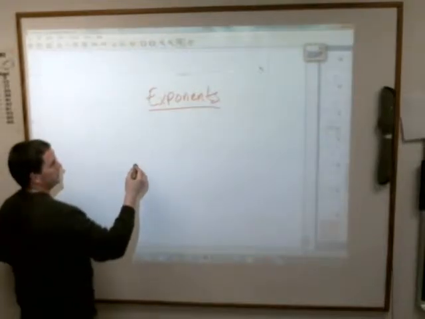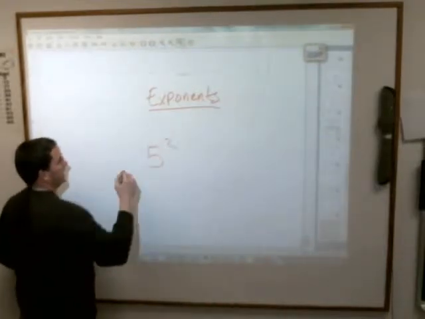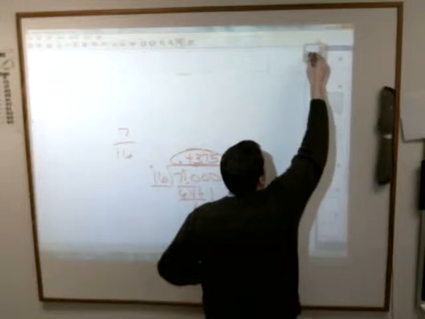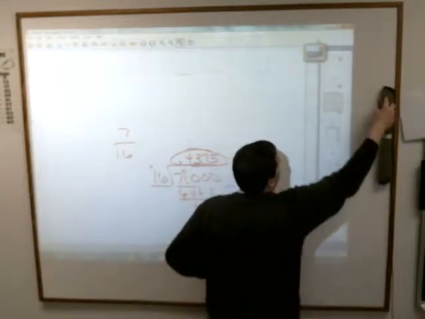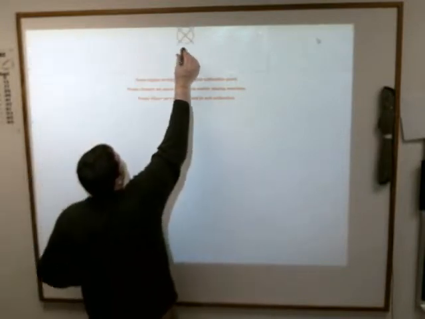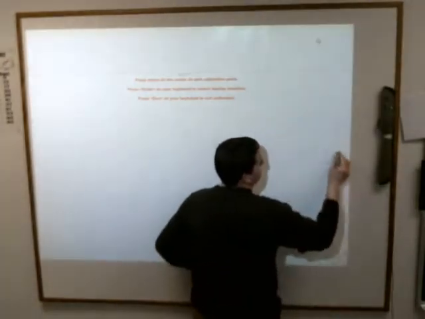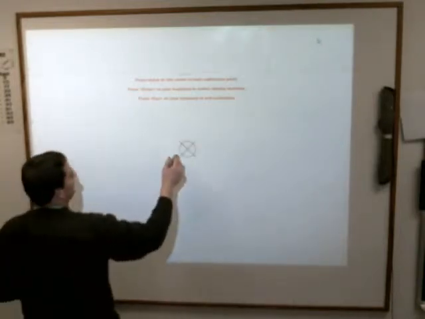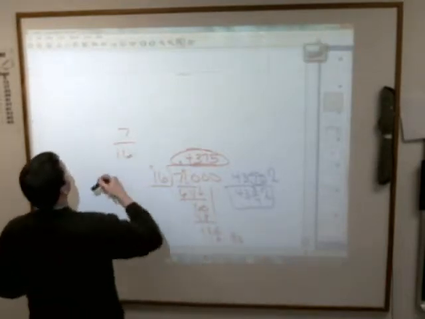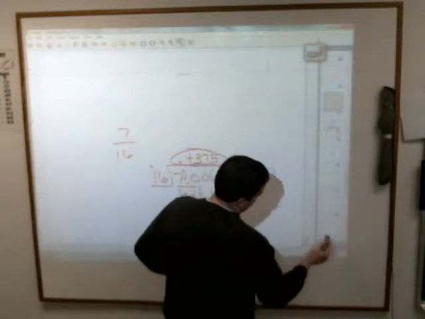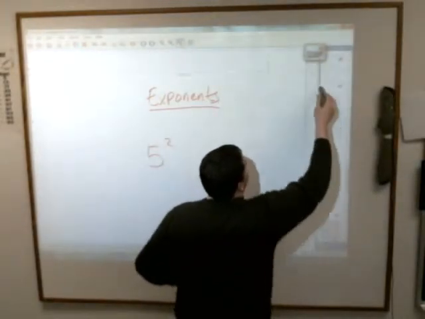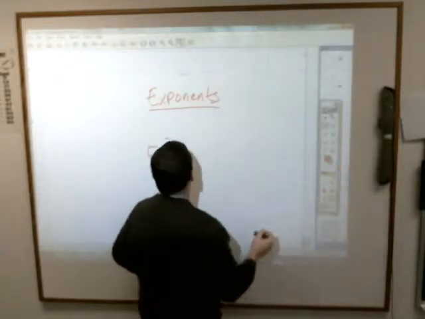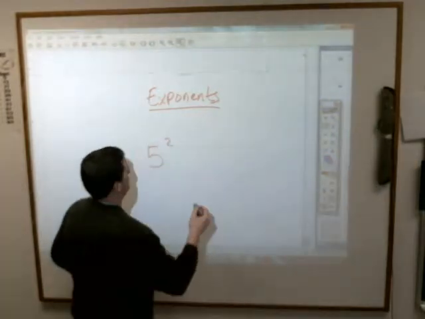Let's say we've got this 5 to the second power. Let's label these pieces here first of all. Alright, under exponents, let's jot this down.